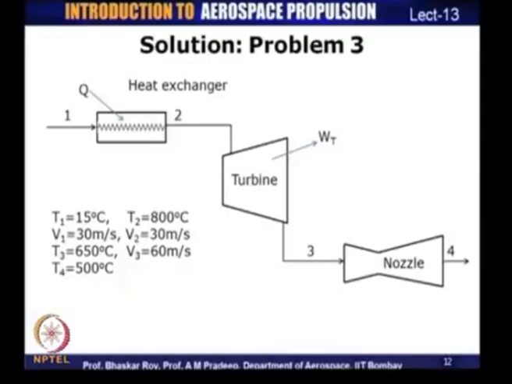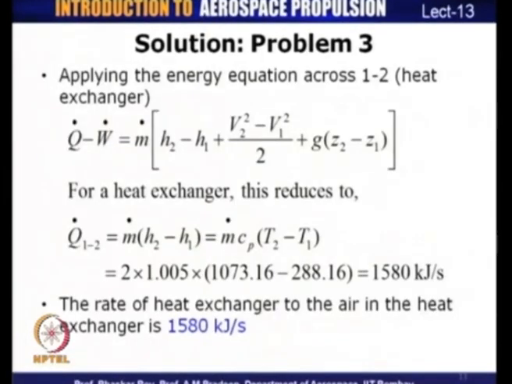So, what we will do to solve this problem is to take up each of these components one by one. Now, you can easily see that all these components are steady flow components. We have already derived equations for steady flow components for heat exchanger, turbine as well as for nozzle. So, these three components are steady flow components, and so we can use the steady flow energy equation for solving this problem.